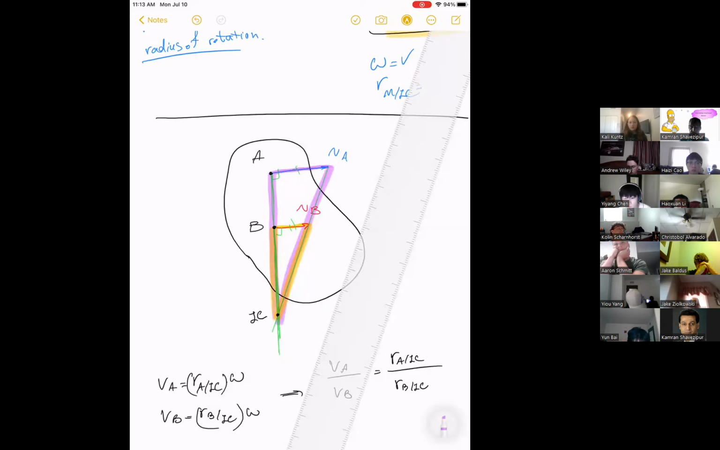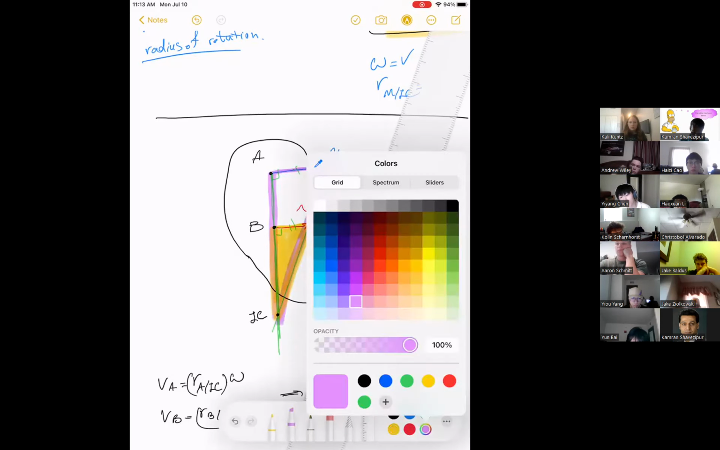What do you see? Using the midpoint rule to get velocity. It's not midpoint, but what do you see? What do you see in these two triangles? One triangle is this yellow one, and one is the purple one, the light purple one, right?